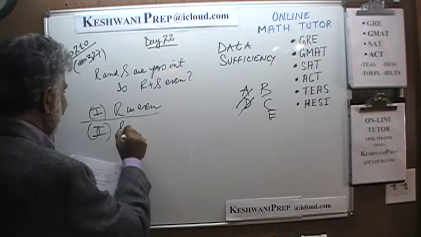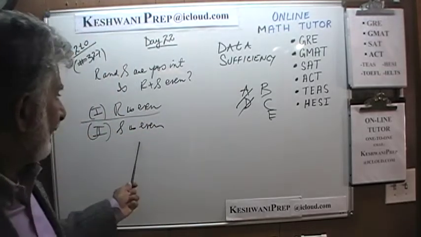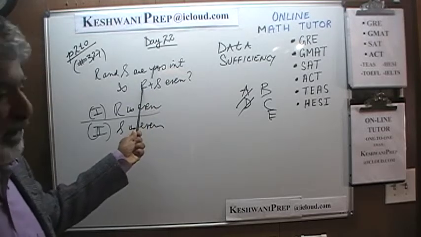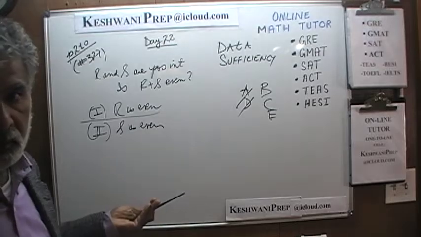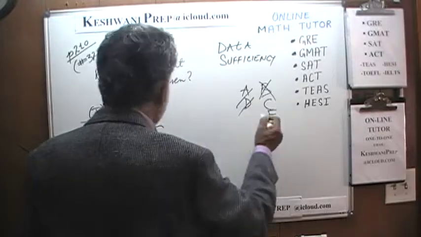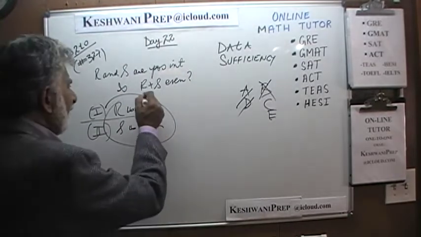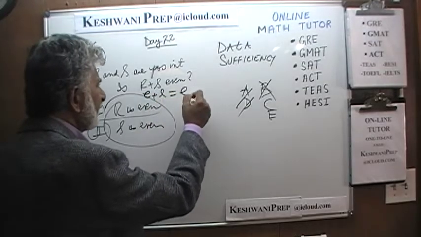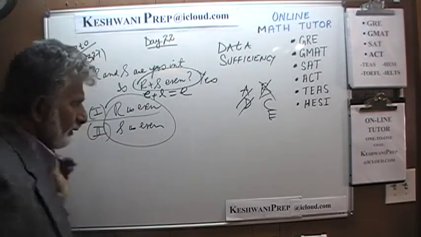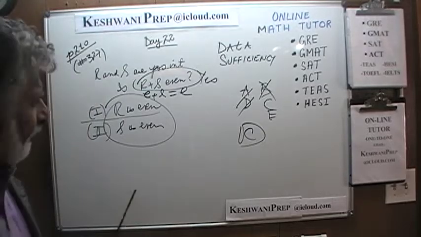Let's see what the second statement tells us. The second statement tells us that S is even. Again, knowing that S is even in itself cannot tell us whether R plus S is even. If S is even, but R happens to be odd, then the sum is going to be odd. If R is also even, then it's even. You get the idea. The second statement by itself does not do the job, but if you put them together, it becomes a very simple problem. If R is even and S is even, then of course the sum is even. We can answer this question. Is R plus S even? The answer is yes, it is. So if you put them together, we can answer the question. The answer is C.